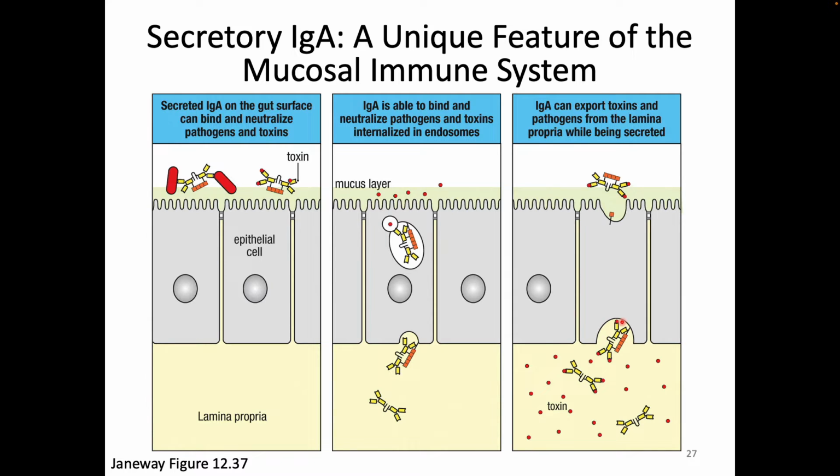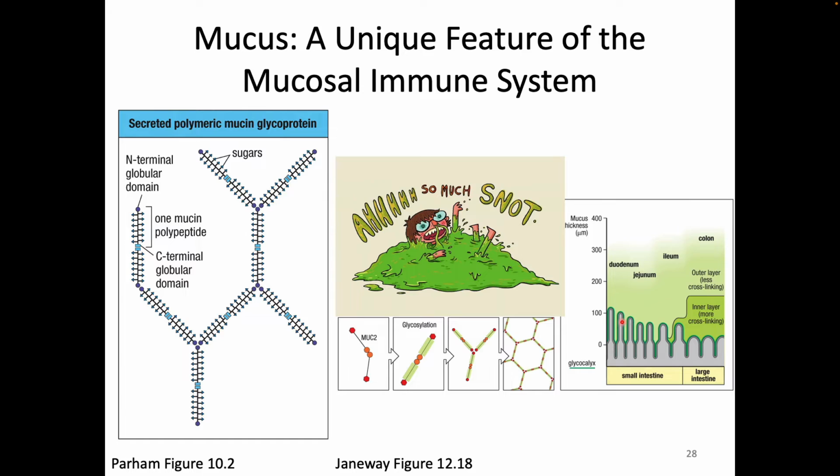There's another really important feature of the mucosal immune system that we can think about very broadly. And this one is obvious or implied in the name of the mucosal immune system, which is that we also have a whole lot of mucus in this location, which I am sure you are familiar with in some form.